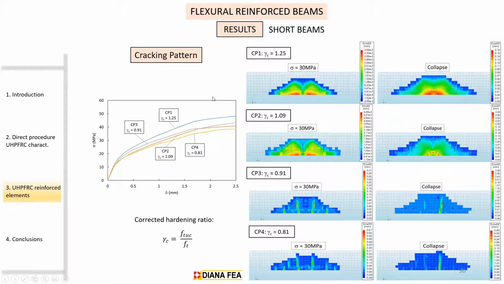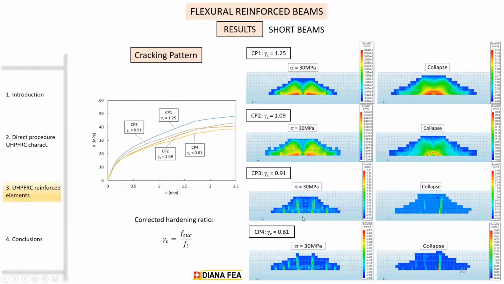Also, we are able to simulate the cracking pattern of the UHPFRC depending on the hardening ratio. Here we represent four specimens cast with UHPFRC: with strain hardening, less strain hardening, strain softening, and more strain softening. If we see the cracking pattern at the microcracking stabilization phase, we can see that for the case of a strain hardening ratio, we have a very distributed cracking pattern.